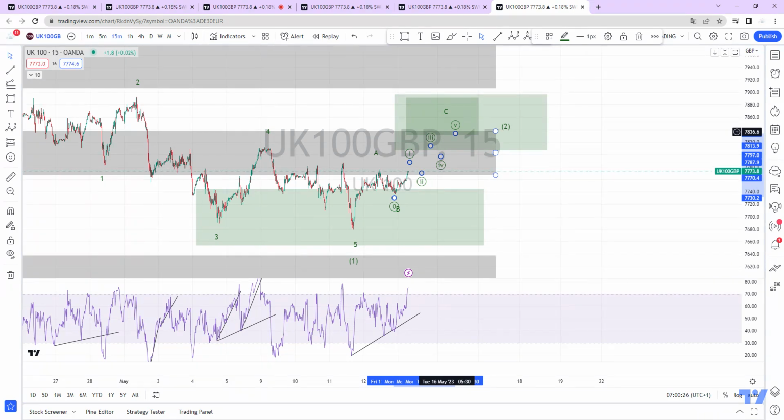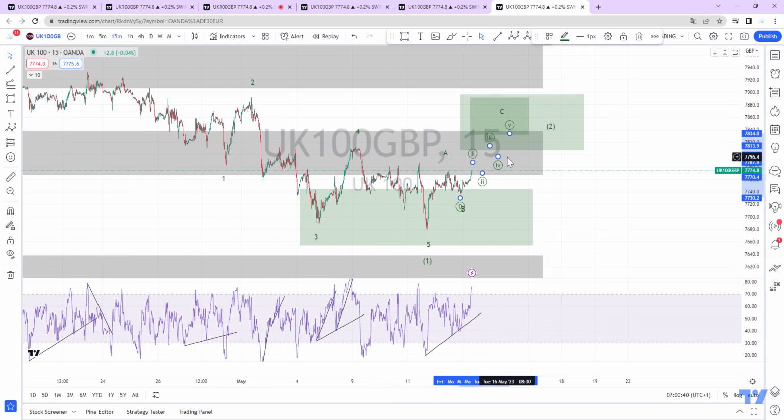So I think for today there are two ways to play it: a short here or a short here. Here I would do it blindly. Here I would like to see divergence in RSI and 5 waves up.